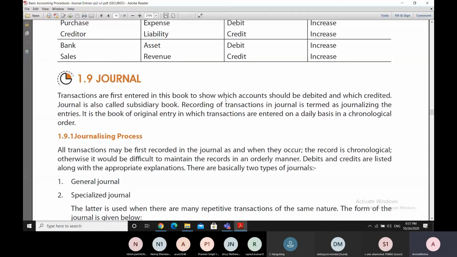Journal is also called a subsidiary book. It is not the main book, but the subsidiary book. And therefore, recording of the transactions in the journal is termed as journalizing the entry. It is the book of original entry, because in this book, original entries are finally made.